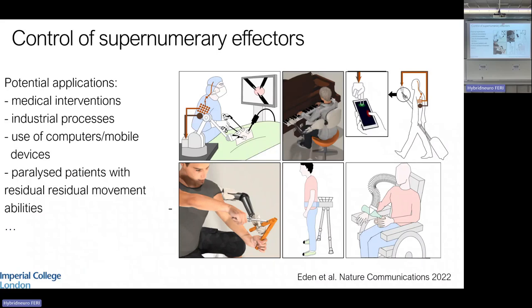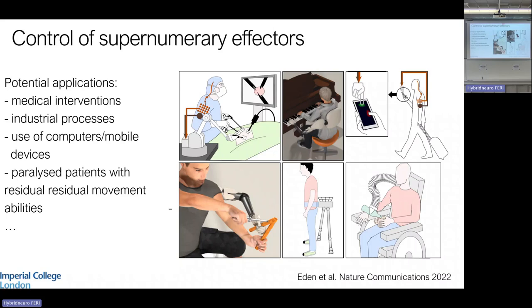So you may have, for example, a surgeon who operates on a certain patient, and normally a surgeon requires an assistant. But you may also have a robotic arm that is controlled in some ways by the surgeon, for example, with a clinical ENG. And the difficulty, of course, is to have at the same time the natural control of the hand and the additional control of this arm.